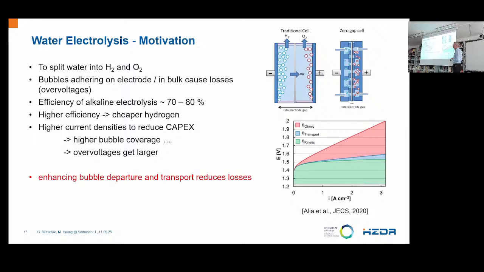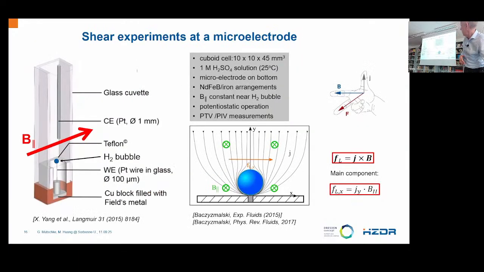The size of the conductor is the... Could be, yeah. Okay.